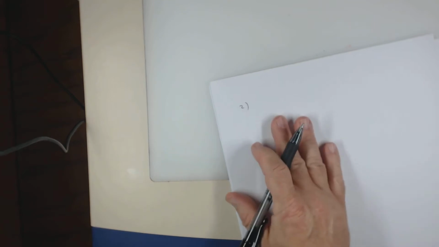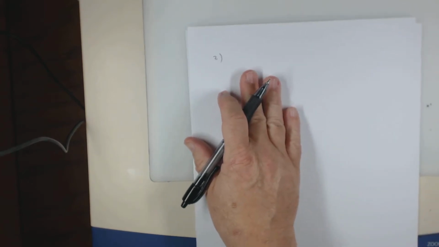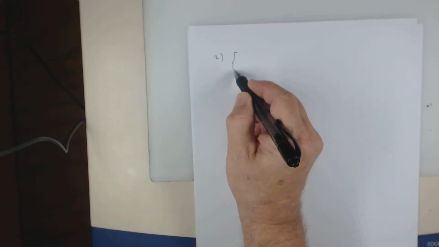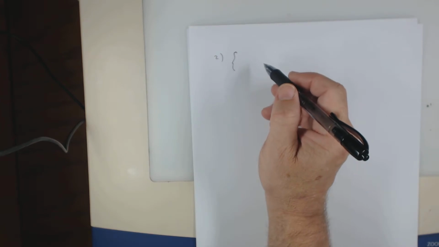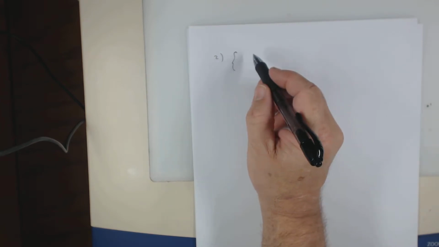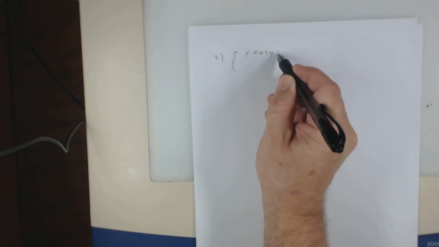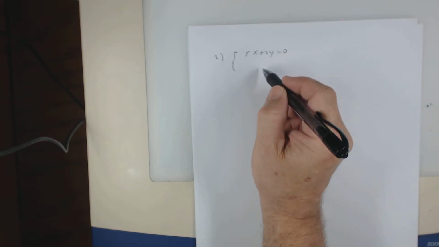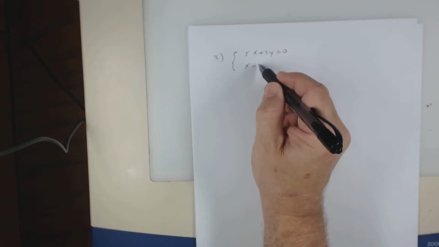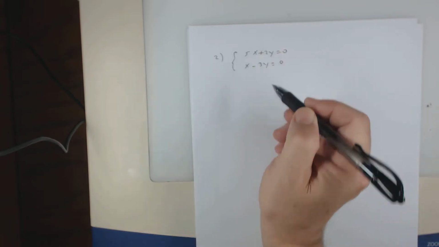All right, listen carefully to this one. Suppose this was my system. 5x plus 2y equals 0. And x minus 3y equals 0.